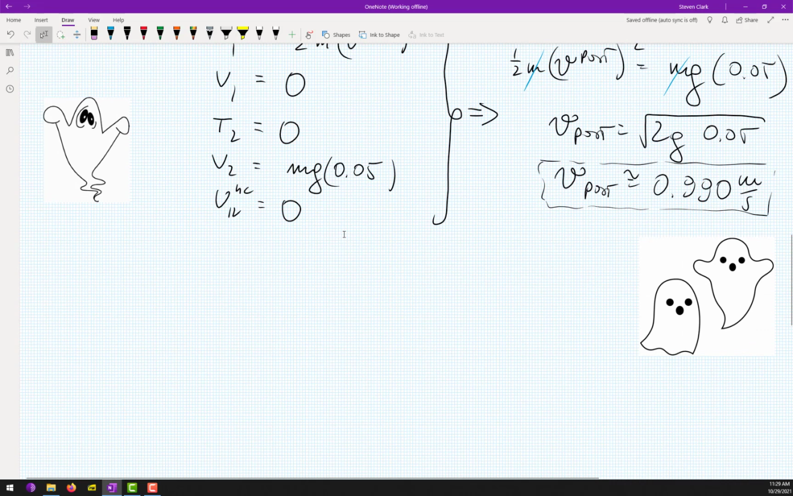Okay. So now part number 3. Let's draw our momentum diagrams. Okay.